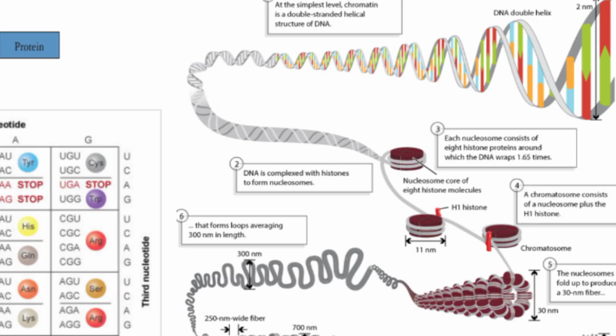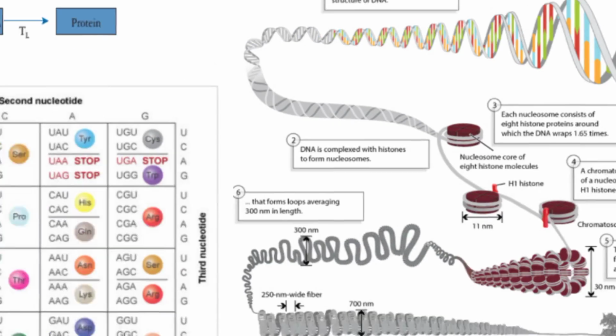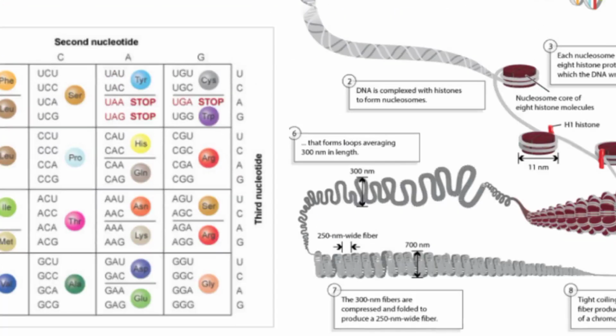about 1.6 times. And then the nucleosomes, with the help of histones, will form a kind of 30 nanometer fiber, and from there everything will be packed, and then they will form a particular chromosome. So a chromosome is a segment of the DNA chain.